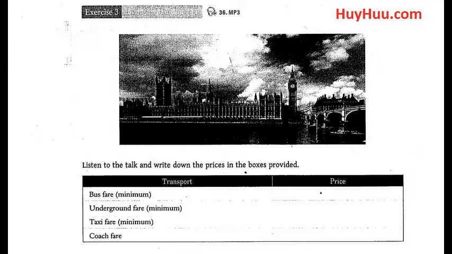The fares on the Underground are the same. The minimum fare is 50 pence, and if you want to go more than 2 or 3 stations, it costs more. The minimum taxi fare is £2. If you want to go out of London, you can take a coach. It is the easiest and most economical way to travel around London by coach. A coach fare is about £1.20.